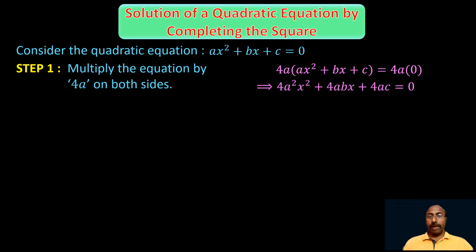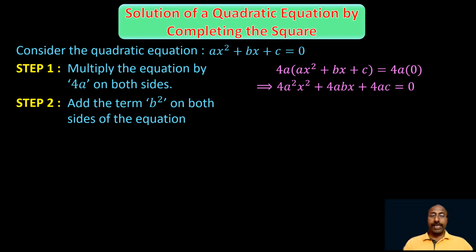Now observe the first two terms in this equation. The first term can be written as 2ax whole square, and the second term can be written as 2 into 2ax into b, isn't it? 2 into 2ax into b equal to 4abx. That's why we are multiplying the equation by 4a on both sides. And in step 2, add the term b square on both sides of the equation. To get the complete perfect square, we are adding b square on both sides like this.